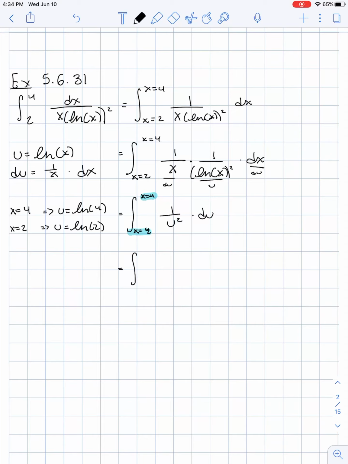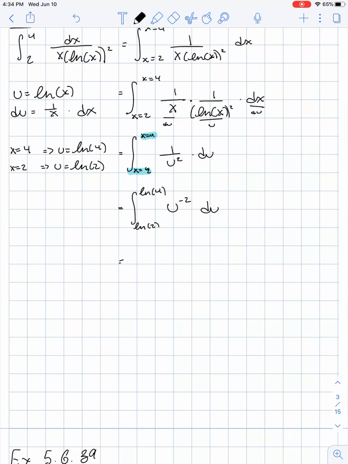So this is equal to the integral from ln of 2 to ln of 4, and then I'm also going to take another step and make that u to the -2, just to help me with my integration. All right? I hope that wasn't too confusing. And now we are going to integrate. So we're going to have u to -2 plus 1 is -1, divided by -1, and I'm going to evaluate that from ln of 2 to ln of 4.